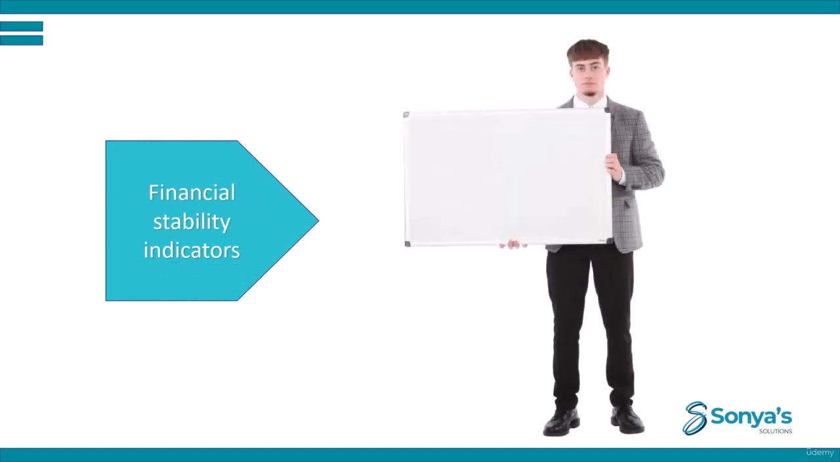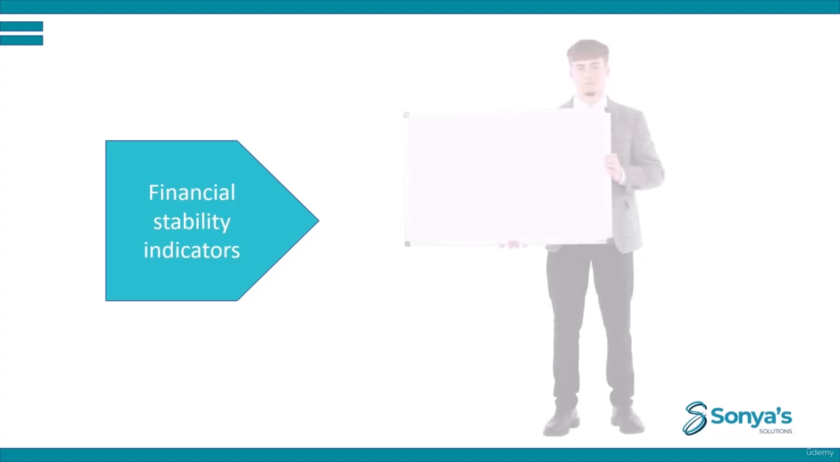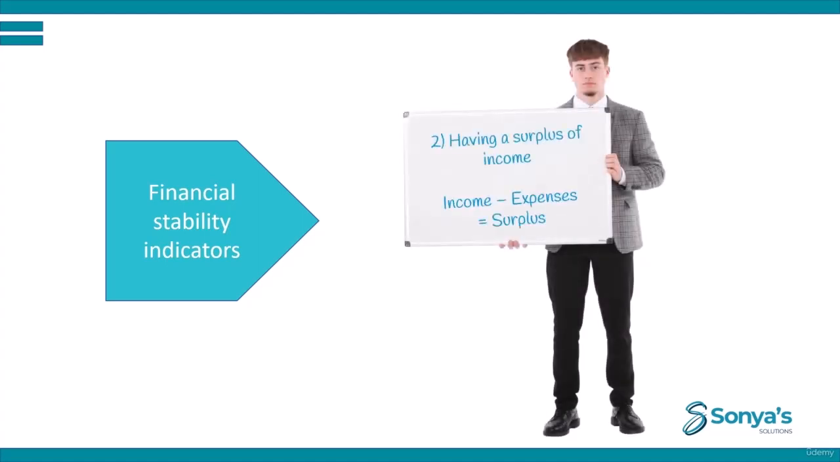The indicators of financial stability include: 1. Being able to pay our monthly expenses from our income without needing to borrow. 2. Having a surplus of income so we are able to repay any additional loans. Have you noticed? To calculate surplus income, we deduct our expenses from our income. It's similar to how we calculate profit or loss for a business.